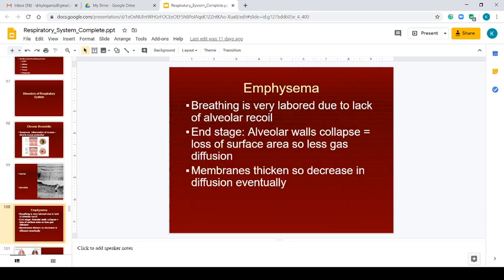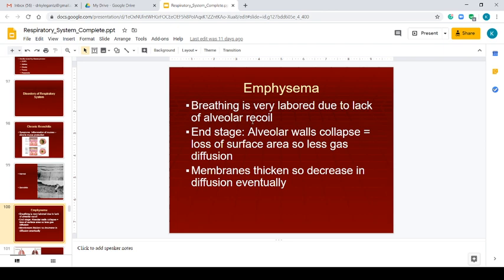Now emphysema. Breathing is very labored due to lack of alveolar recoil. So you have to work to get the air out. The recoil is when it stretches and then goes back. Stretch and recoil. Imagine blowing up a balloon and letting go of the end, and the air doesn't rush out. That's kind of what we're dealing with.